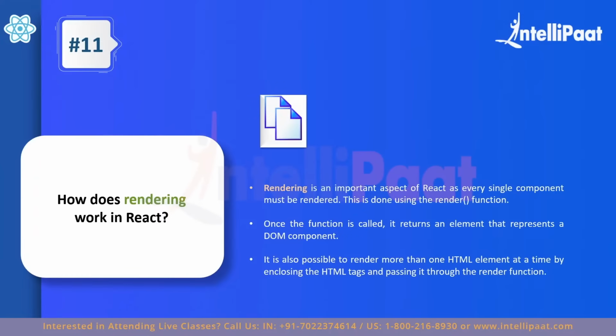And what happens here is that if you're wondering, can we have more than one HTML element at a time to be rendered to make sure that it is efficient? Well, yes, it is possible to render more than one HTML element. And how is this done? This is done by taking all the HTML tags, enclosing these tags, and then passing it all to the render function one by one to make sure that they execute concurrently as well. So rendering is a very important aspect, and this is why.